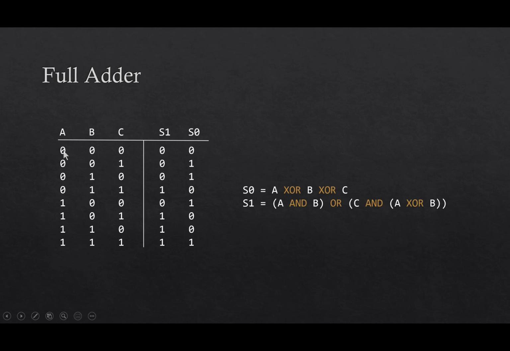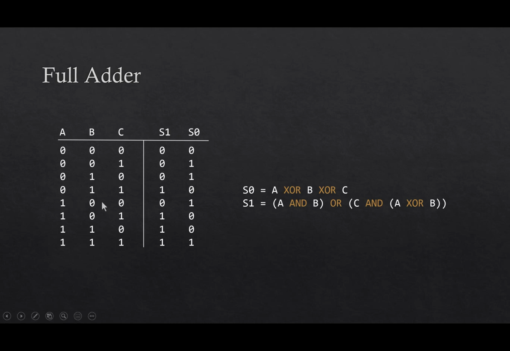Okay, so again, we're adding 3 numbers. We add 0, 0, and 0, and the result is just going to be 0, right? We add 0, 0, and 1, we get 1, and the result is going to be a 1 in S0. Essentially the binary number is going to be 0, 1. Here we have 0, 1, 1. Well, we add those individual bits: 1 plus 1 is 2, and binary 2 is just 1, 0. So we're going to set the carry bit, or S1, to 1, and the low order bit is going to be 0.